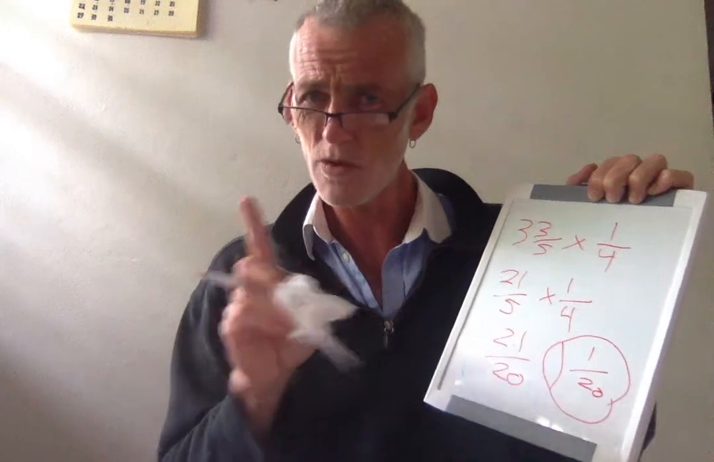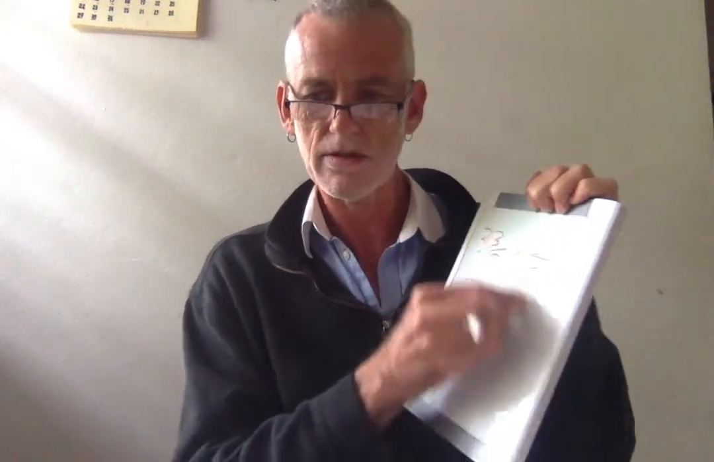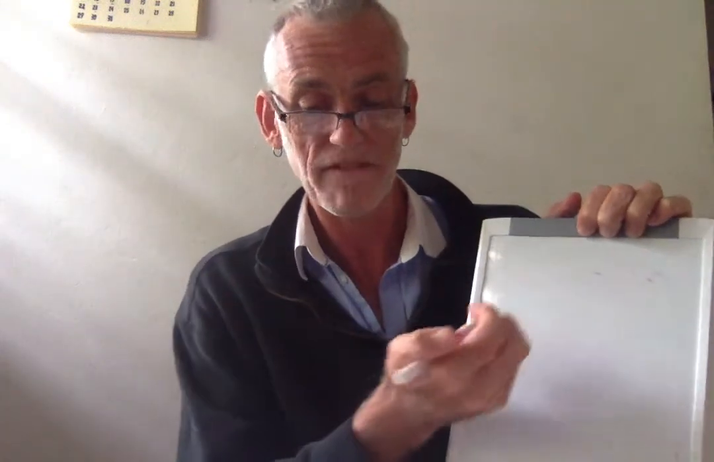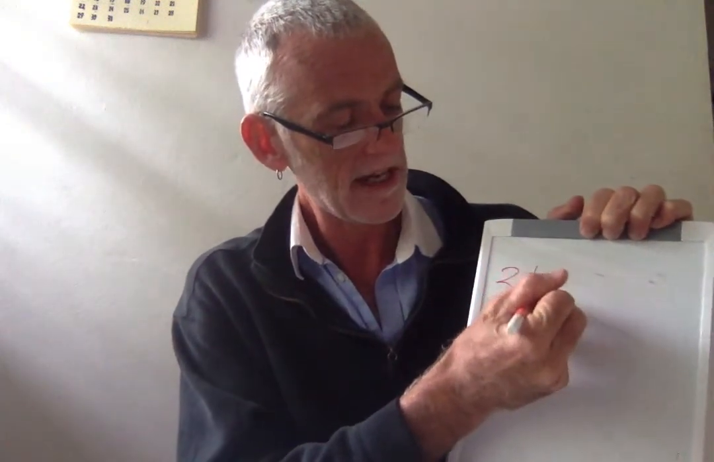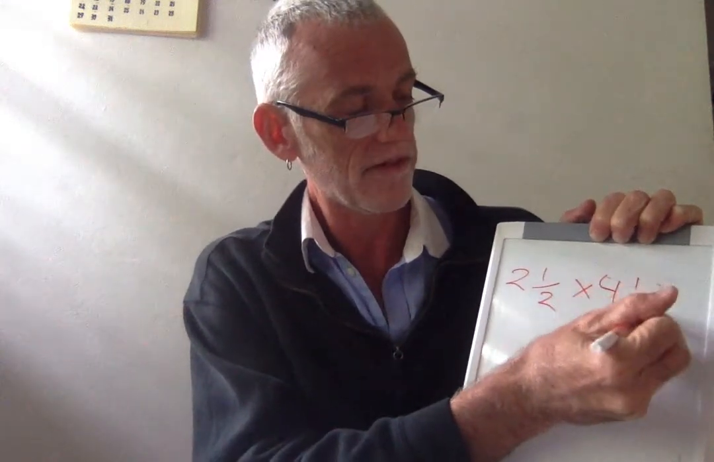I'm going to do one more with you. That was number 4. I'm going to do number 5 with you, and then I'm going to let you do the rest of those, 6, 7, 8, 9, 10 by yourself. Number 5, 2 1/2 times 4 1/5.